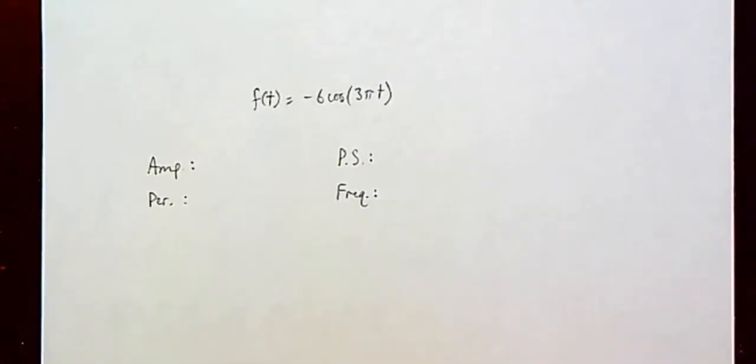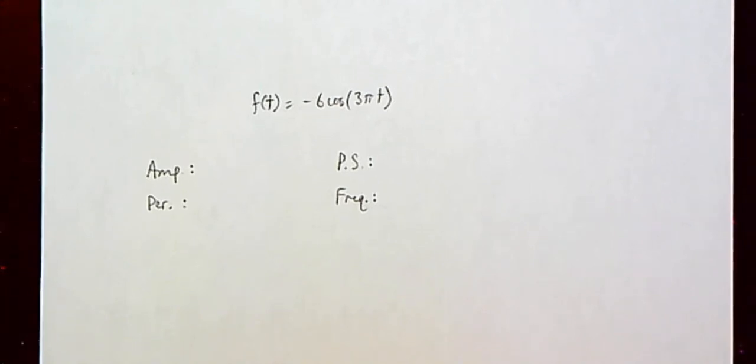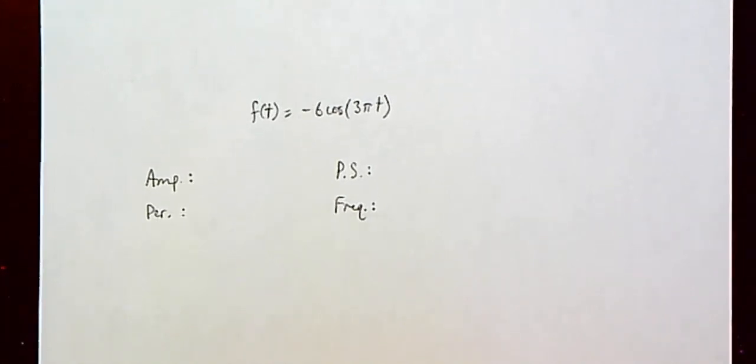Try the second one on your own here. Find amplitude, phase shift, period, and frequency for this function right here: minus 6 times the cosine of 3 pi t. So press pause and find those answers. Once you think you have the answer, press play, and let's see if you are correct.